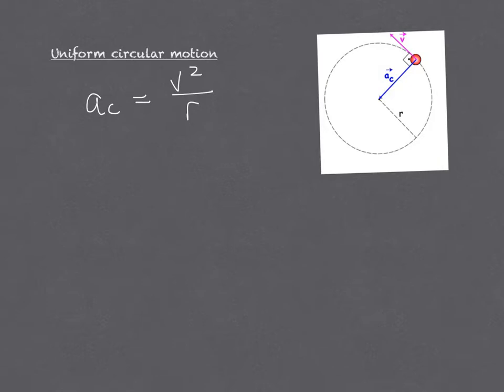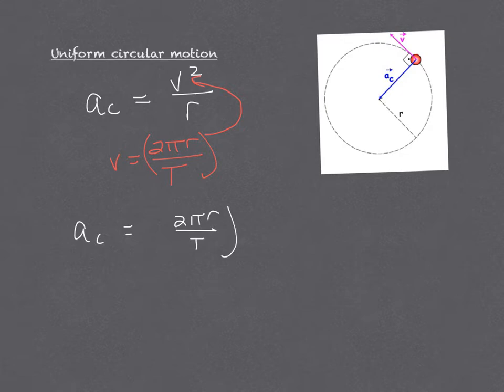Now what we can do is take the velocity equation for circular motion, which is 2 pi r over the period, and if we substitute this in for that v, we can put the acceleration in terms of the period instead of the velocity. So if we plug in 2 pi r over the period into where that velocity is going to be, so that needs to be squared, and put it over the r.